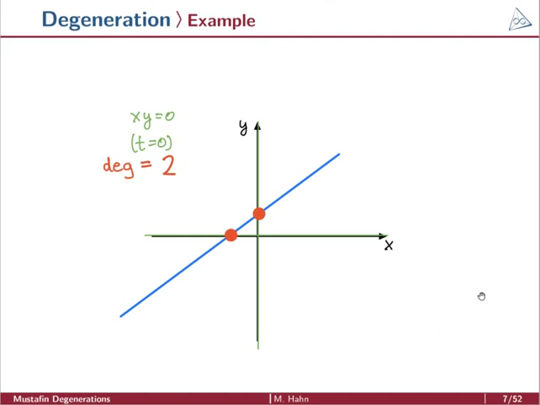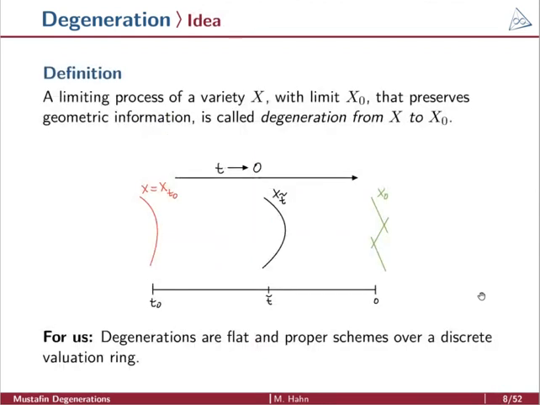And this is exactly what these degenerations achieve. They achieve transforming geometric data into combinatorial data. A little more formally, a limiting process of a variety x with limit x0 that preserves geometric information is called a degeneration from x to x0.